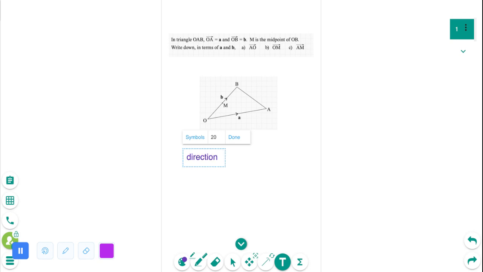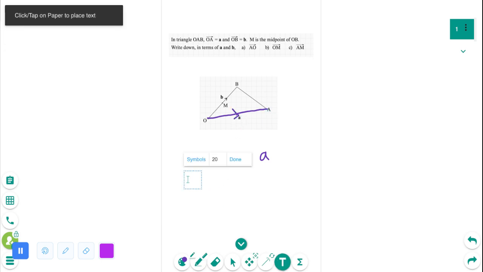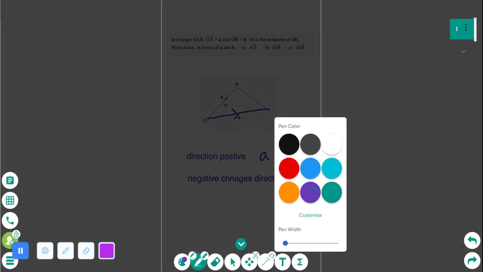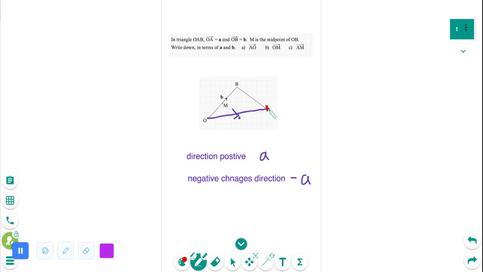One is if something is positive, so let's say my direction is positive A. All right, so we can see here the direction is positive A from there to there. Does that make sense? Now, if it's negative, all you're doing is changing direction. So negative changes direction. Is that all right? So if I've got negative A and I'm going to change colour, I am going from here to there because it's the opposite direction. Is that all right?